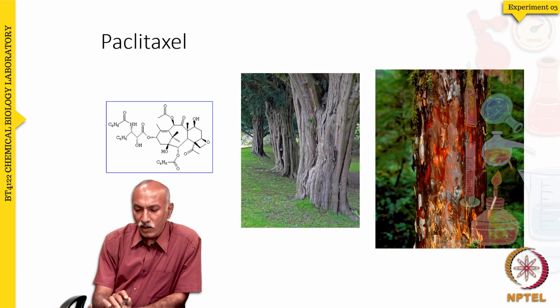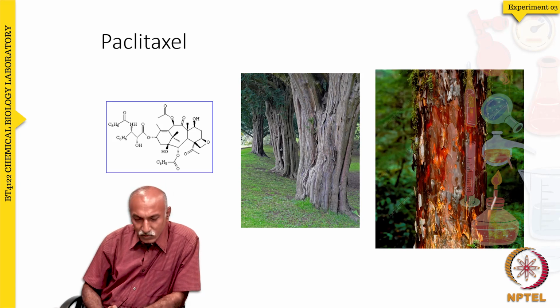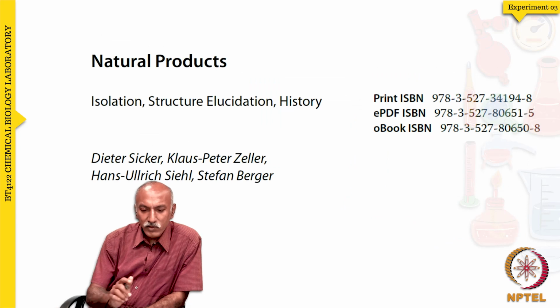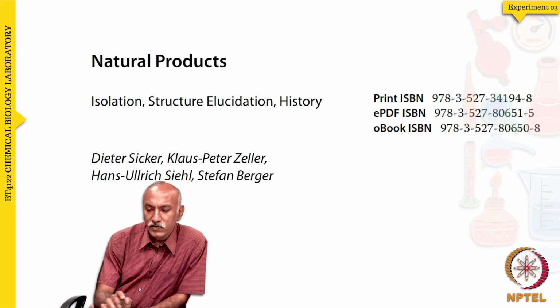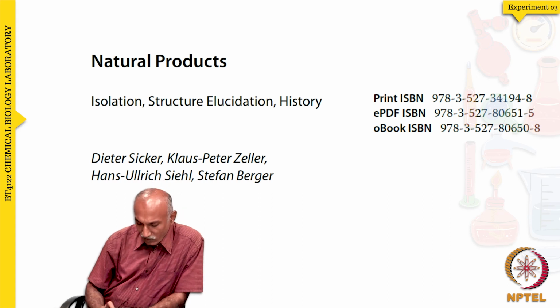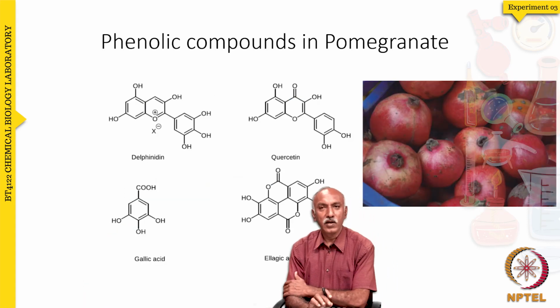Now I am going to show you another important resource. This is a book published by Wiley, Natural Products Isolation, Structure and Elucidation. This is the ISBN number. You can get the e-book and go through it. In this book, I am going through only one part of it, the first chapter.